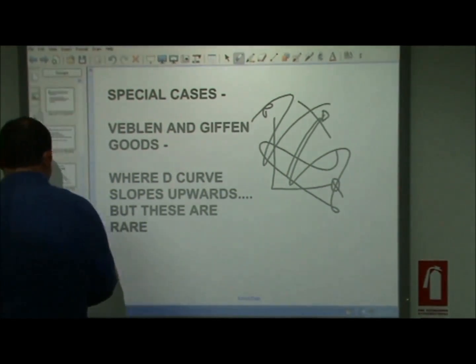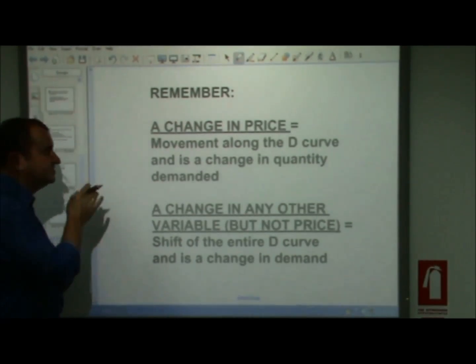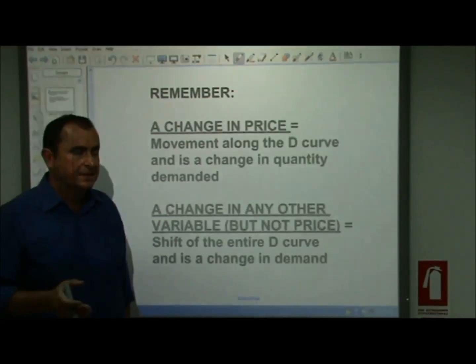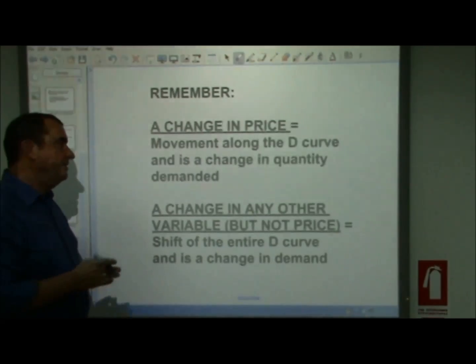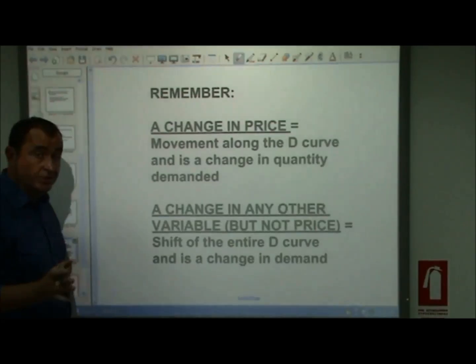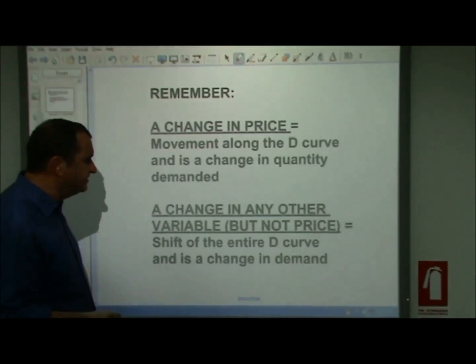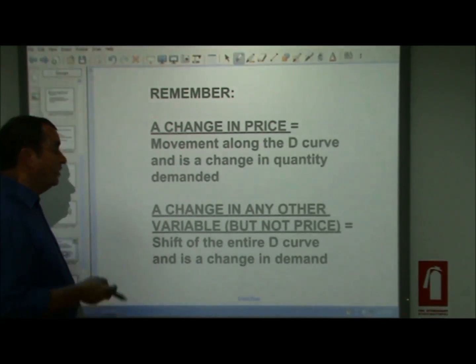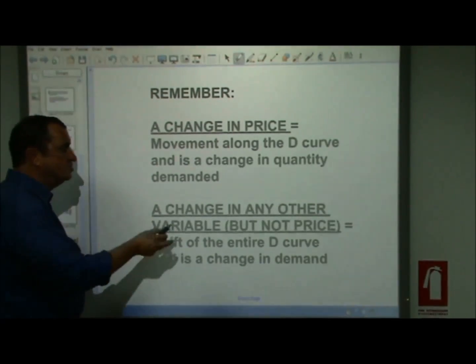So, to recap, remember, if there's a change in price, we move along the demand curve and we describe it when we're writing or speaking as a change in quantity demanded. And note that that's different to when there is a change in any other variable but not price. Any other variable like income levels, size of population, price of another good, marketing, whatever. Then we shift the entire D curve and we say it is a change in demand.